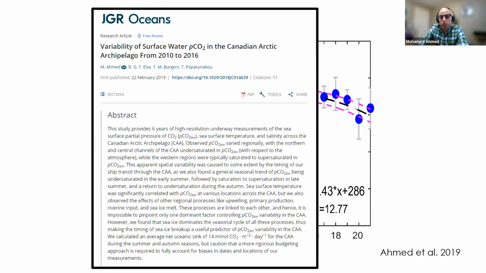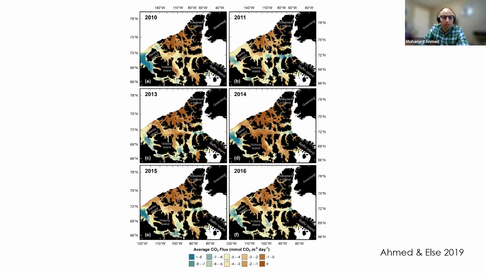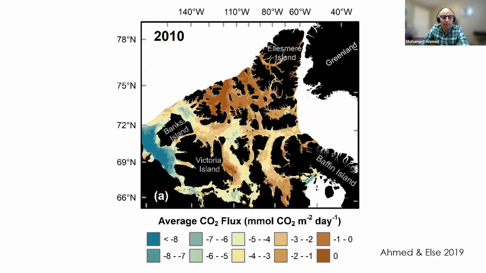So we can use this relationship, the timing of sea ice breakup or the open water period, to predict the BCU2 variability in the Canadian Arctic archipelago. And this is what we did in this slide. We used this relationship to come up with a regional estimate for the BCU2 variability in the Canadian Arctic archipelago. Again, I'm showing here from 2010 to 2016, but I'm going to pick 1 year as an example. You can see here in the Amundsen Gulf, for example, we have a much higher sink. Again, because this area usually breaks up earlier, there's more time for gas exchange.